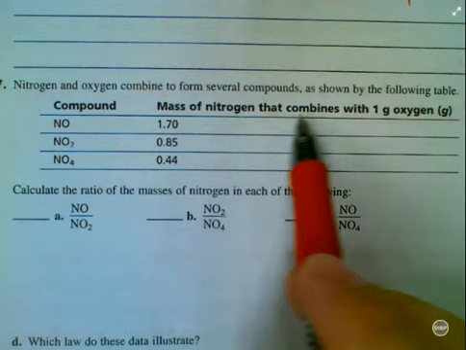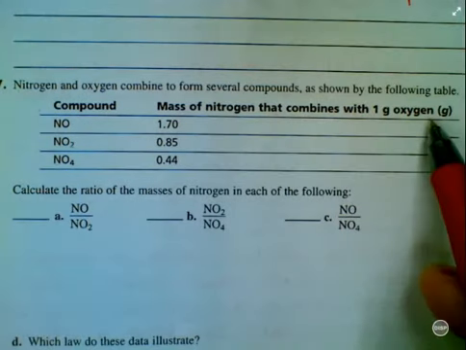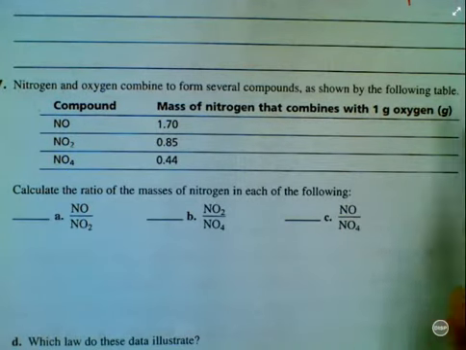Chem Ch, let's finish up this worksheet with number 7. Nitrogen and oxygen combine to form several compounds, which is true, as shown in the following table. Now what we see in this table is these 3 different compounds, all different forms of nitrogen and oxygen. And in this next column over here, mass of nitrogen that combines with 1 gram of oxygen.